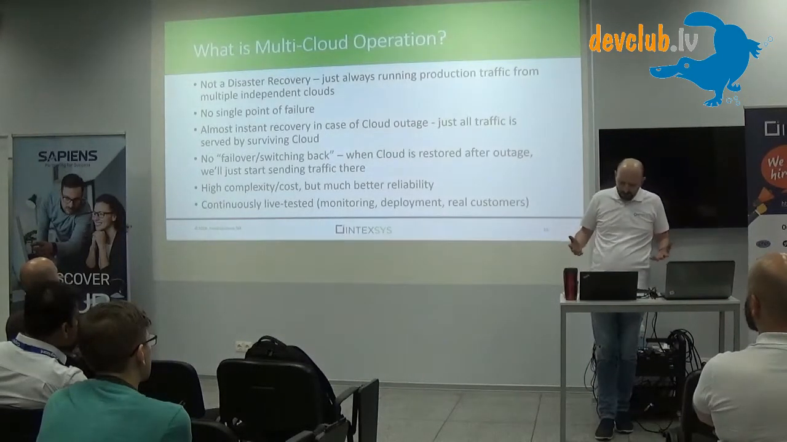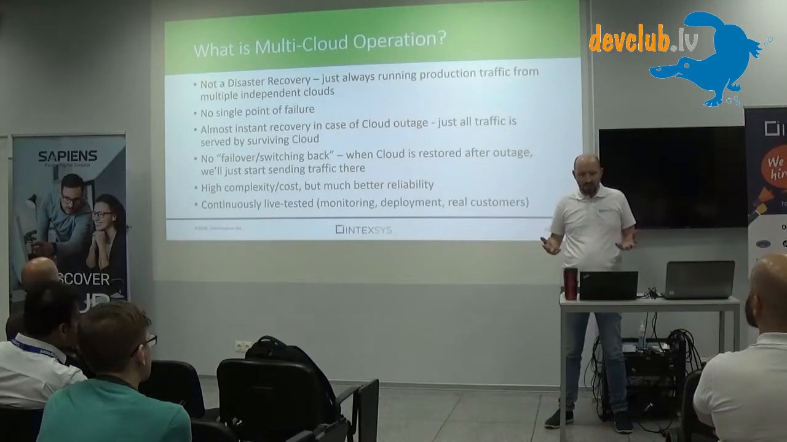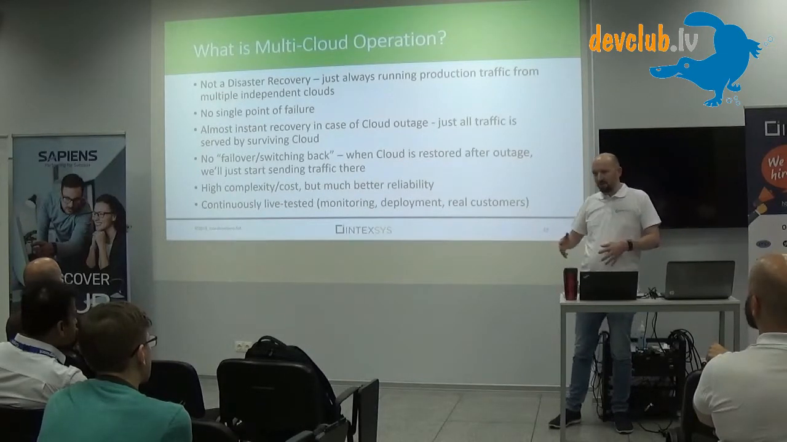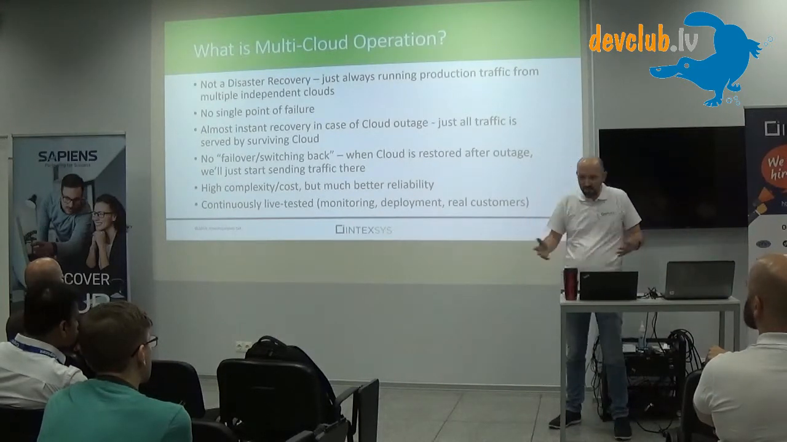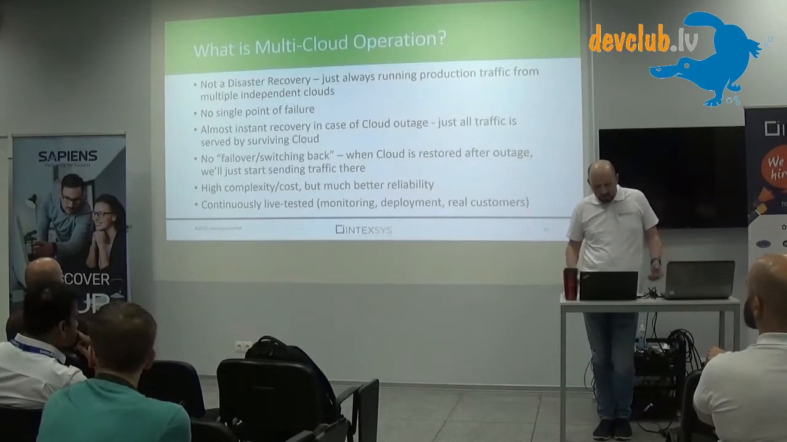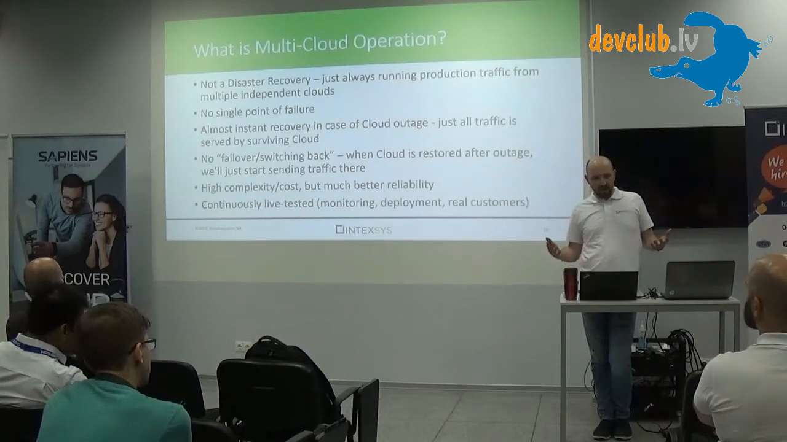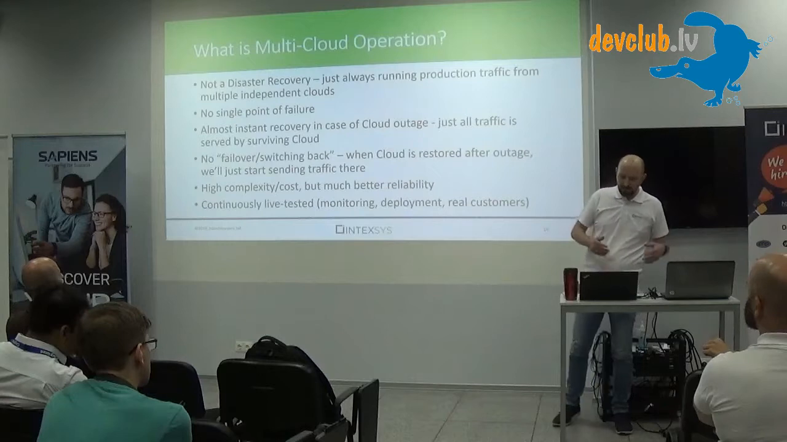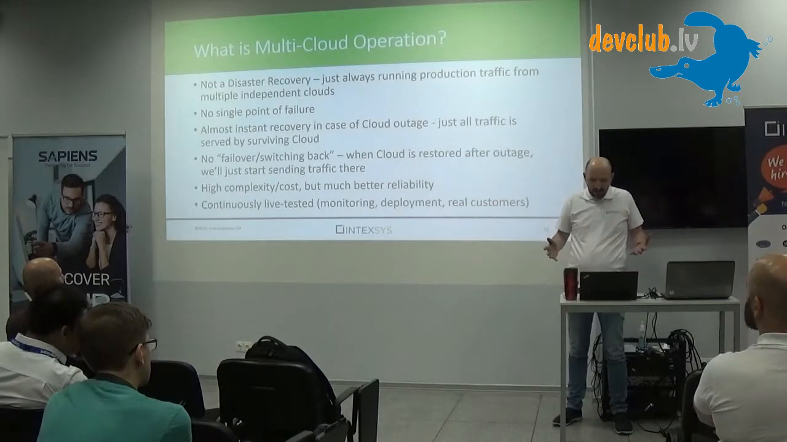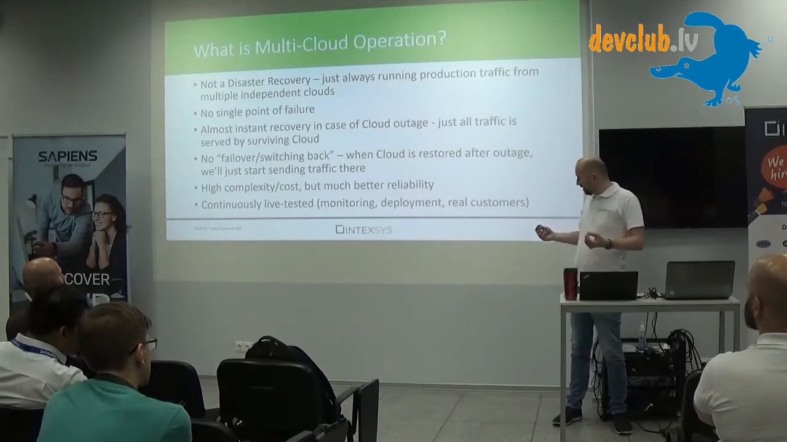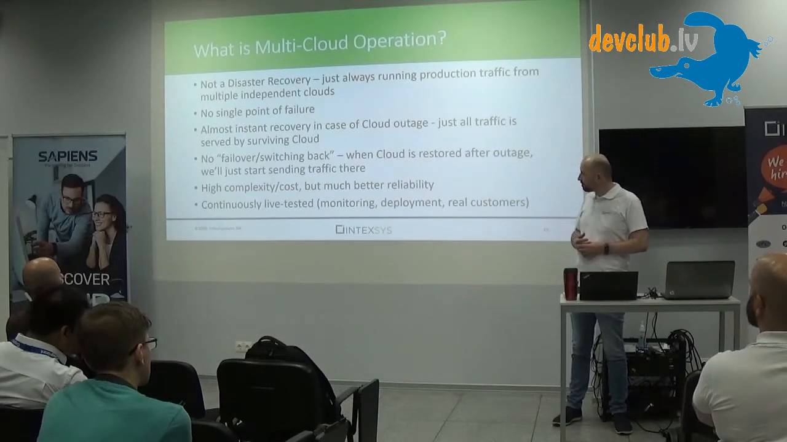So what is multi-cloud operation? First of all, it's not a disaster recovery plan. We're just running the system in multiple clouds in parallel with live traffic. So we treat it as production. It's not something which we keep in the closet in case something happens, but it's just running real traffic. There is no single point of failure. It's a completely isolated cloud by a different provider. In our case, it's AWS and Azure. So they're completely isolated, and there's physically no single point of failure in the infrastructure.